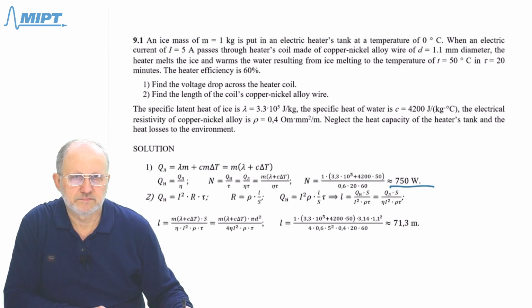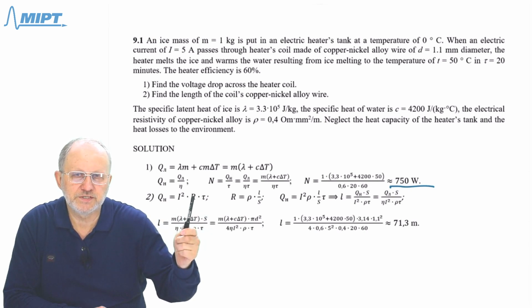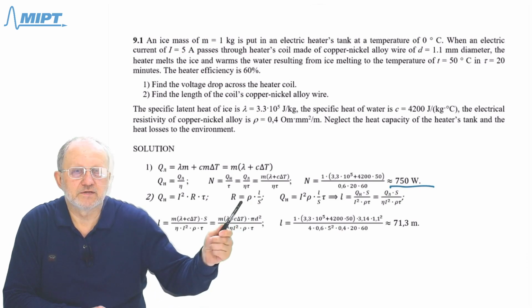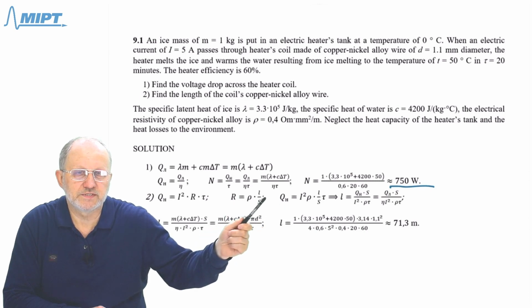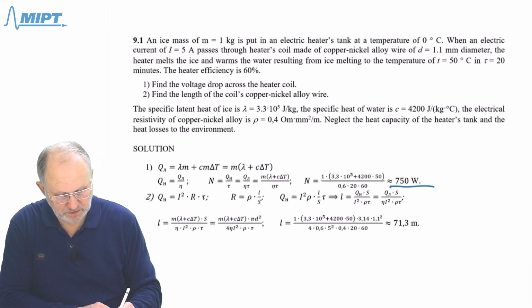So in order to find the answer to this question, we use the Joule-Lenz law, which connects the energy released in the heater and the electric current and the heater's resistance and the time period during which this energy was released. The heater's resistance, the resistance of this wire, can be related to the length of this wire, L, and the area of cross-section of this wire, and the resistivity of the material. And so using this formula, we may easily find the relationship between these quantities, and so we find the length of the copper-nickel wire.